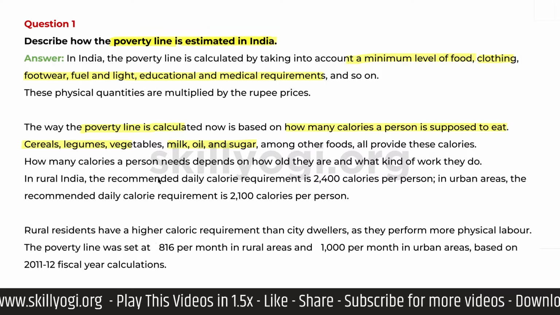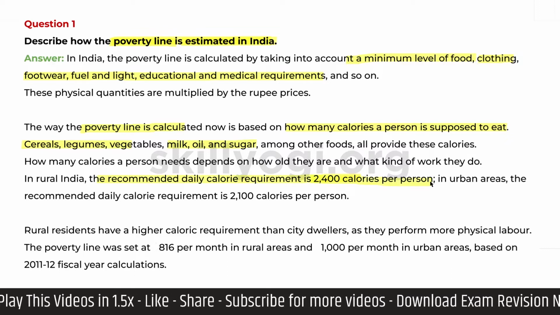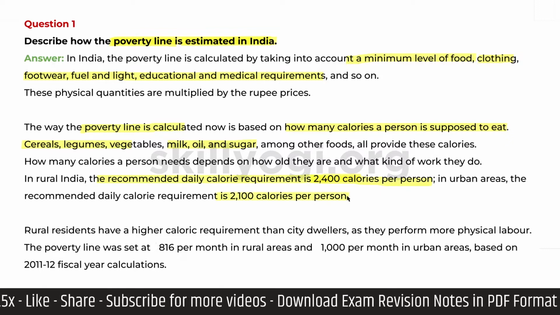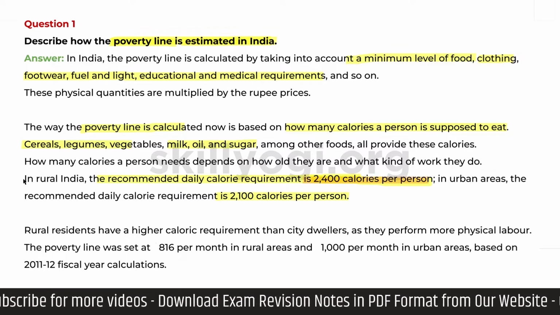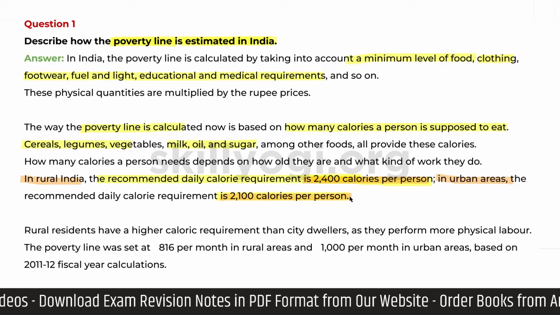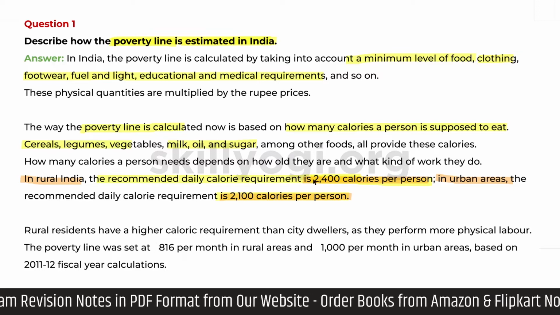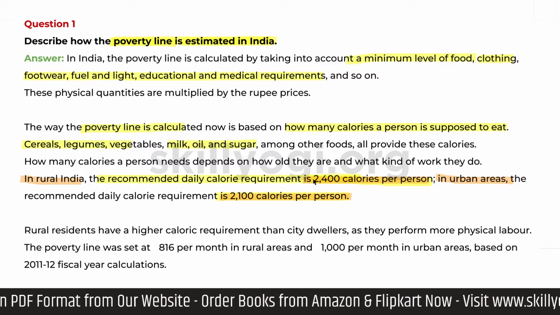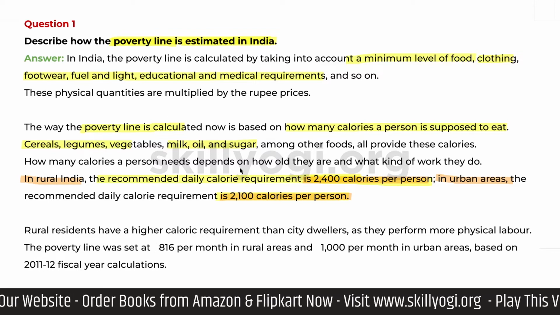So in rural India, the recommended daily calorie requirement, or the minimum requirement, is 2400 calories per person per day, and in urban areas it is 2100 calories per person per day. So you need to remember these figures: 2400 calories per person in rural India, and in urban areas 2100 calories per person per day. If a person is not able to consume, or does not have access to, 2400 calories per day, that person is considered to be poor or below the poverty line.